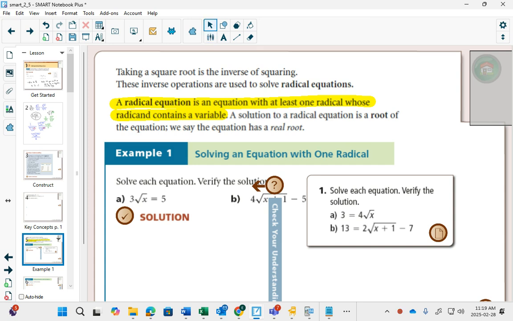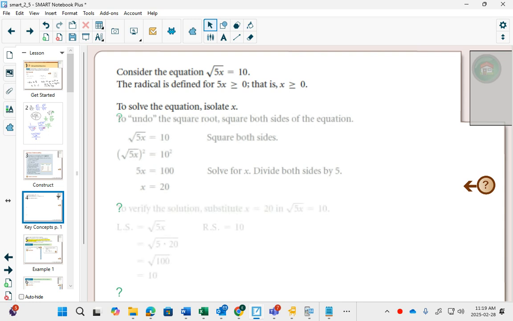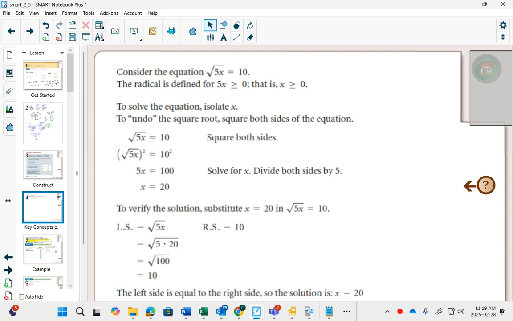So what is going to happen with questions like this? Here I have the square root of 5x equals 10. We have to come up with algebra to get x by itself. The problem is, currently the x is inside of a square root. And we want just an x all by itself, not inside of a square root. So we have to get rid of that square root. Any ideas on how to get rid of a square root? Square. Makes sense that you get rid of a square root by squaring.